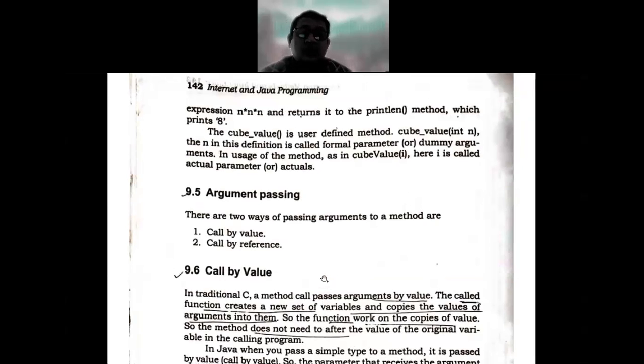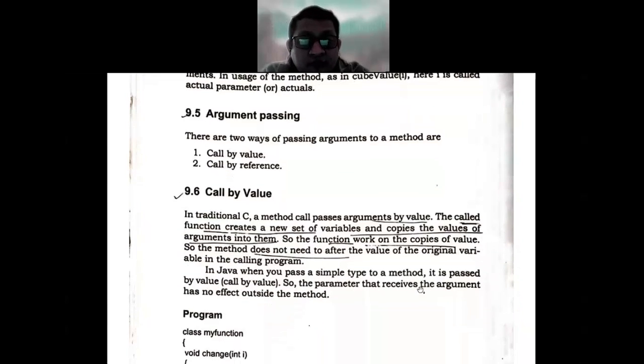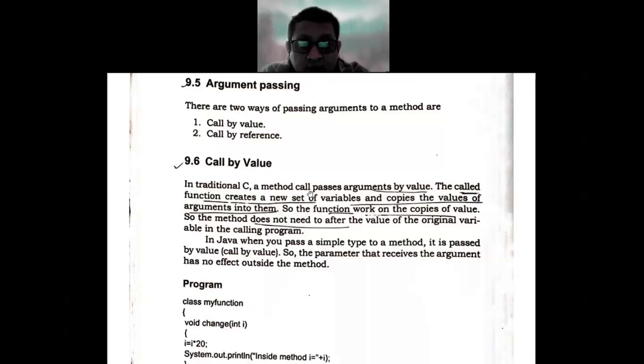Then we come to the issue of argument passing. There are two ways of passing arguments to a method: call by value, call by reference. So call by value, that we normally use every time in traditional C, C++ like facility. A method call passes argument by value. The call function creates a new set of variables and copies the values of arguments into them.